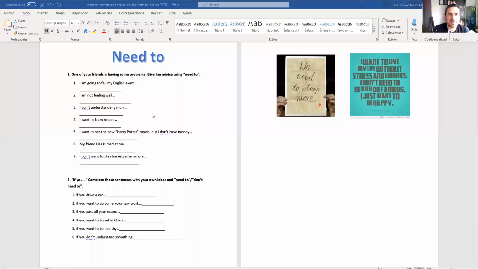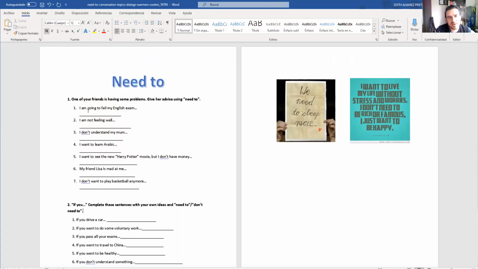Para practicar el need to, vamos a utilizar... hold on one second. I need to check the document. Okay, so to practice the modal verb need to, okay, you have to answer the exercise 1 and the exercise 2, okay.